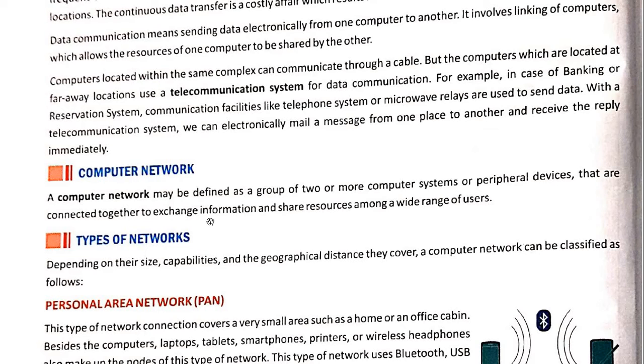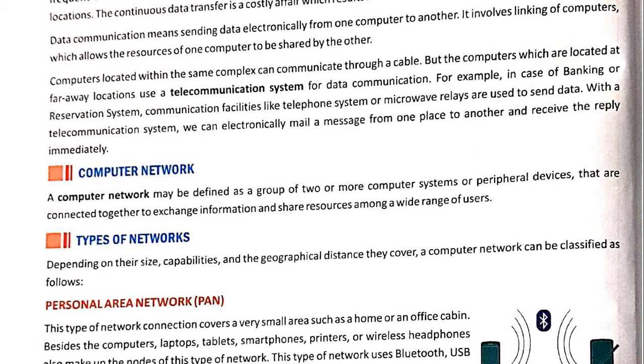And here you can see exchange of information. We talk about the internet or connected devices, so that is the exchange of information and sharing of resources. As I told you, resources means the printer, pen, means the peripherals, among a wide range of users. Means networks are built for a very large group of people. Means a network can be of 2 million or 2 persons.